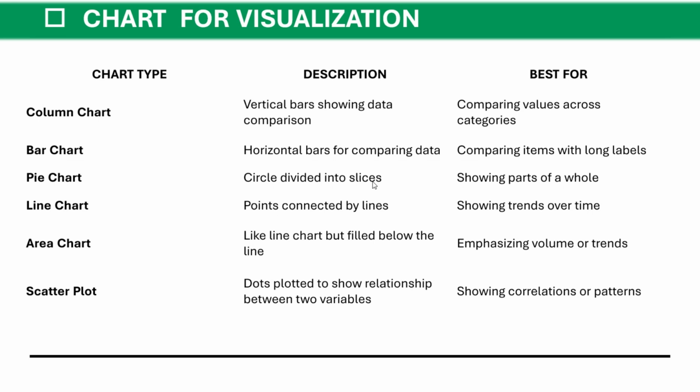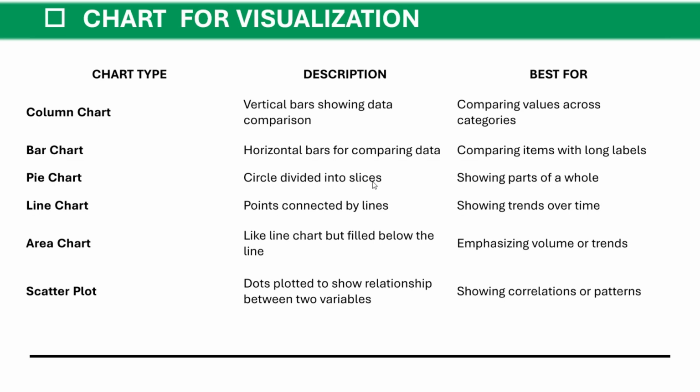Let us understand the basic charts. The first one is a column chart. A column chart is a vertical bar showing data comparison. It is best for comparing values and categories. Then also we have bar chart, which is a horizontal bar for comparing data, which is also used for comparing items and all like that.